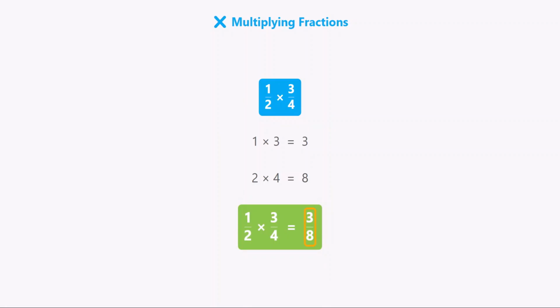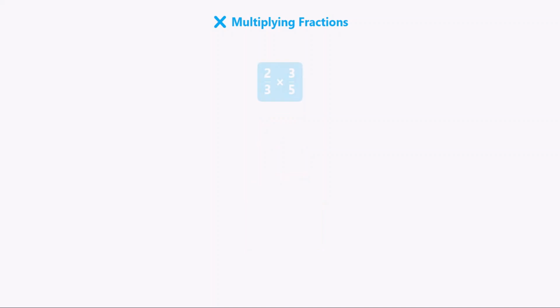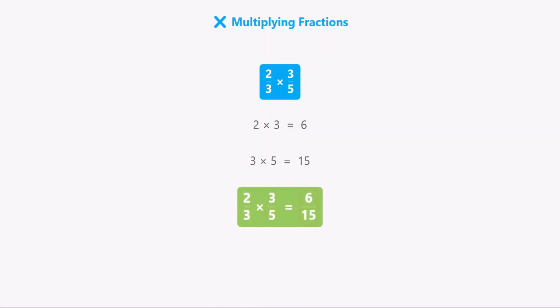Awesome! Let's try another one to make sure we've got it. Now multiply 2/3 by 3/5. Multiply the numerators. 2 times 3 equals 6. Now the denominators. 3 times 5 equals 15. That gives us 6/15.